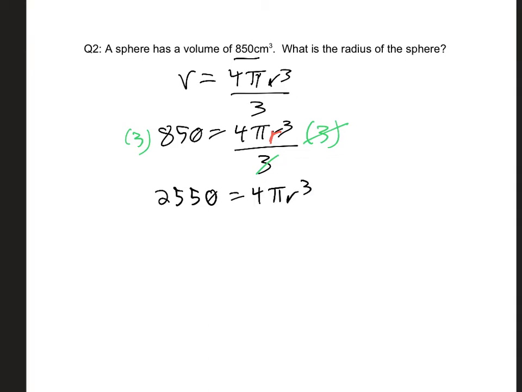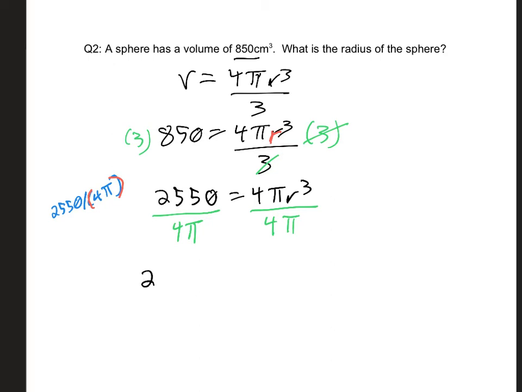So we want to get r by itself still. We need to get rid of 4 and pi. Since they're being multiplied, we're going to want to divide both sides by 4 pi. Now be careful when this goes into your calculator. Make sure when you're doing your 2,550 divided by 4 pi, the 4 pi has to be in brackets. If you divide and you don't place it in brackets, you won't get an accurate answer if you're doing it on a scientific calculator. So I divided that out earlier.